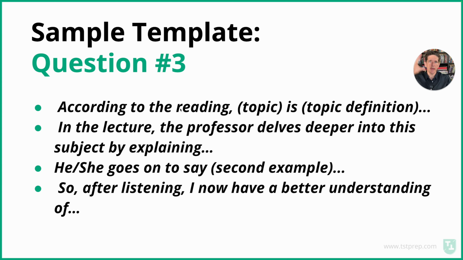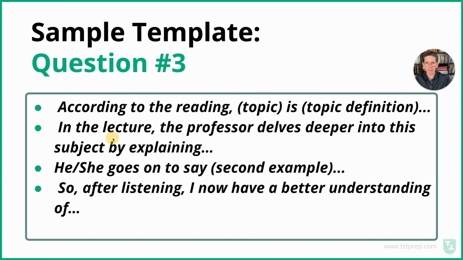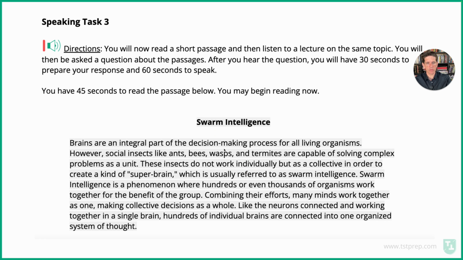So this is again a reading passage and listening passage, but this one is an academic topic. So you introduce the topic, and then you talk about the lecture and what the professor says about the topic, and the other example the professor gives. Usually the professor will give 2 examples about, for example, swarm intelligence.